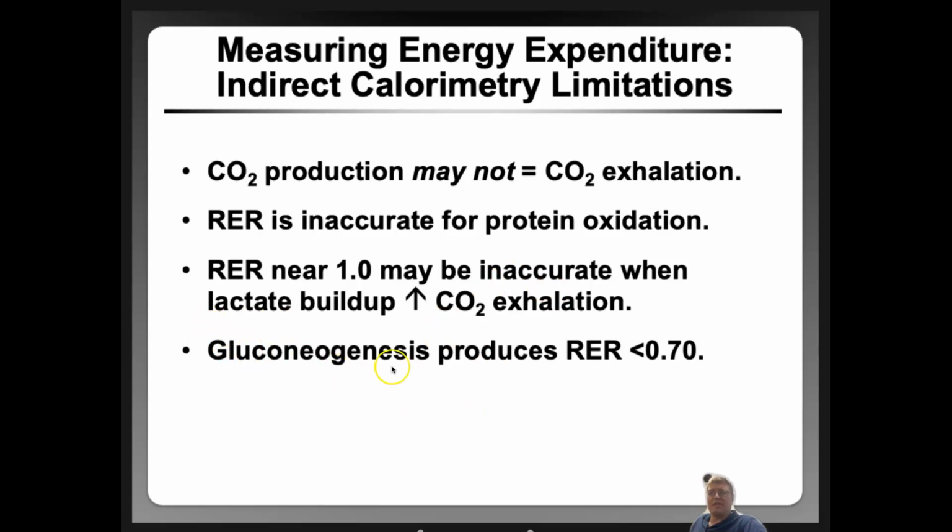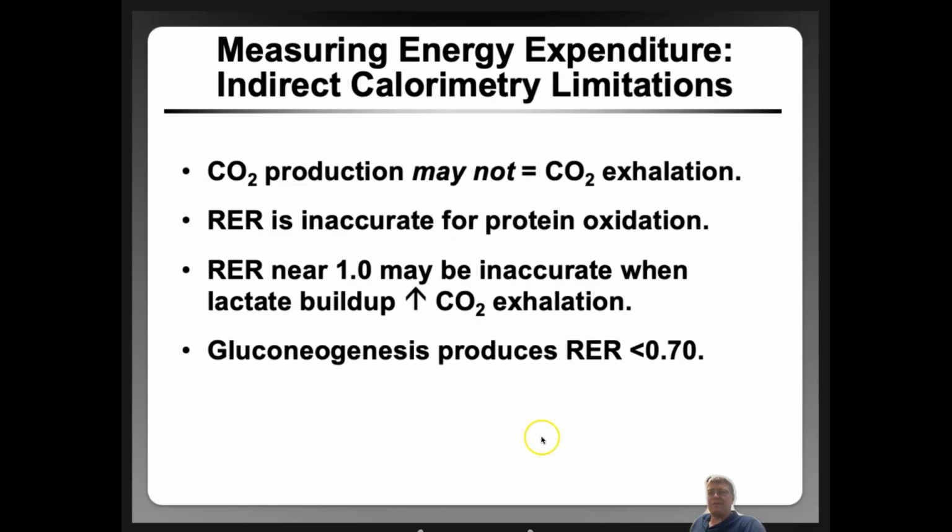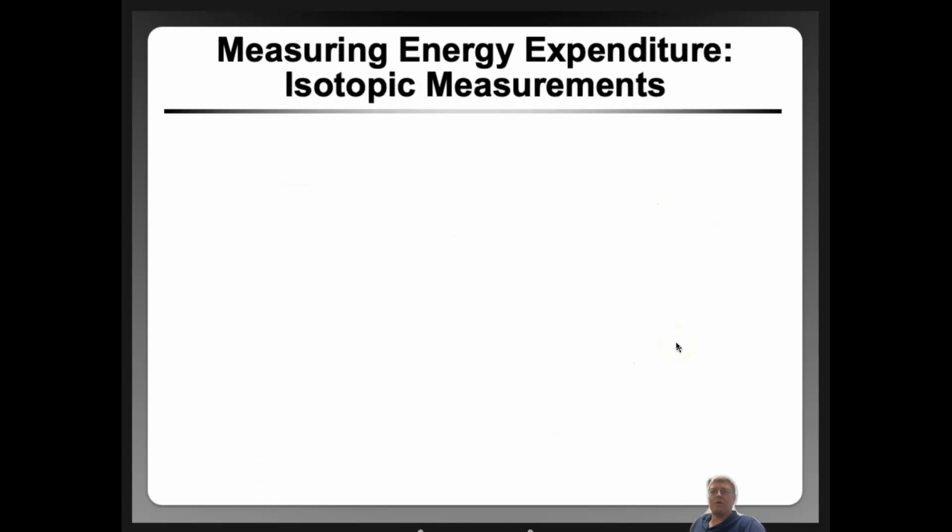Gluconeogenesis, which I know we haven't talked about, produces an RER less than 0.7. So you can't just say that because it's less than 0.7, it's protein. That's kind of where they're going with that one.